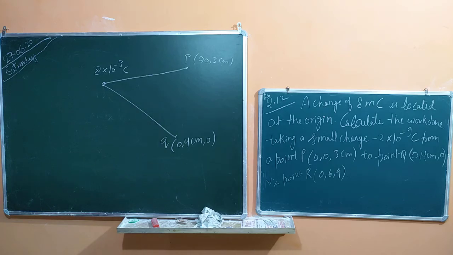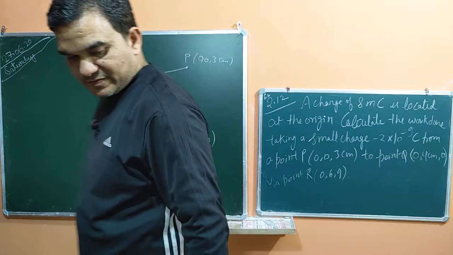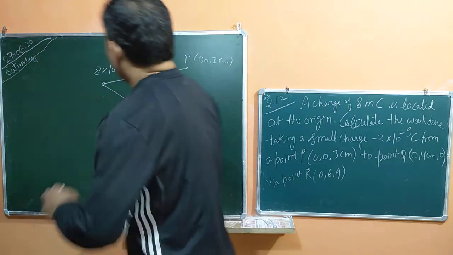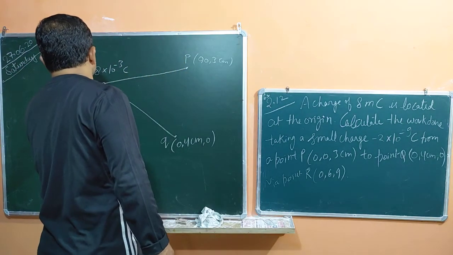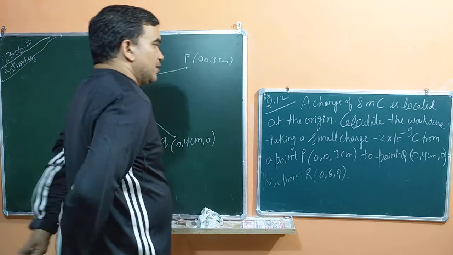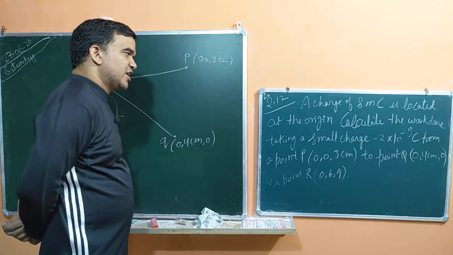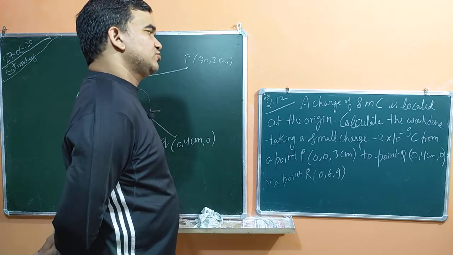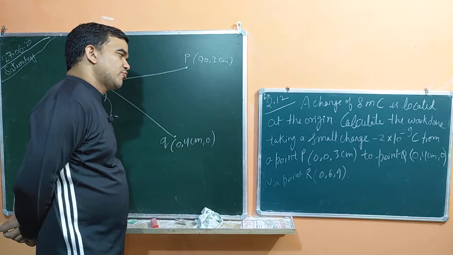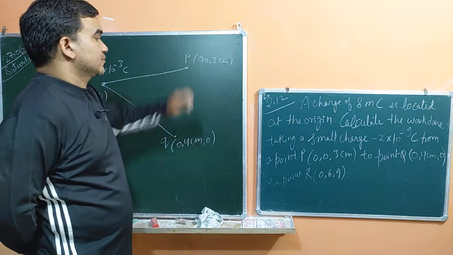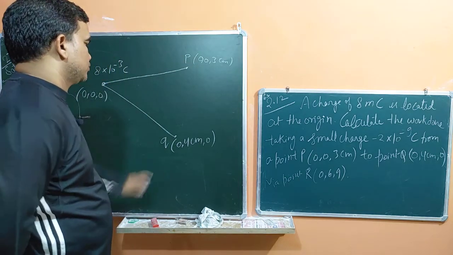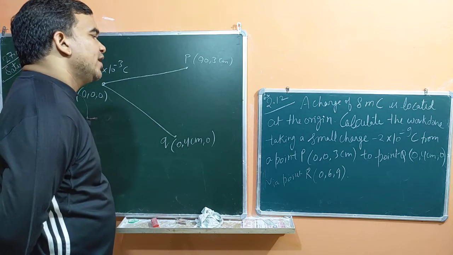So now we have a problem statement 2.12. A charge of 8 millicoulomb is located at the origin. So this is 0, 0, 0. Calculate the work done taking a small charge minus 2 into 10 to the power minus 9 coulomb from a point P to point Q via point R.